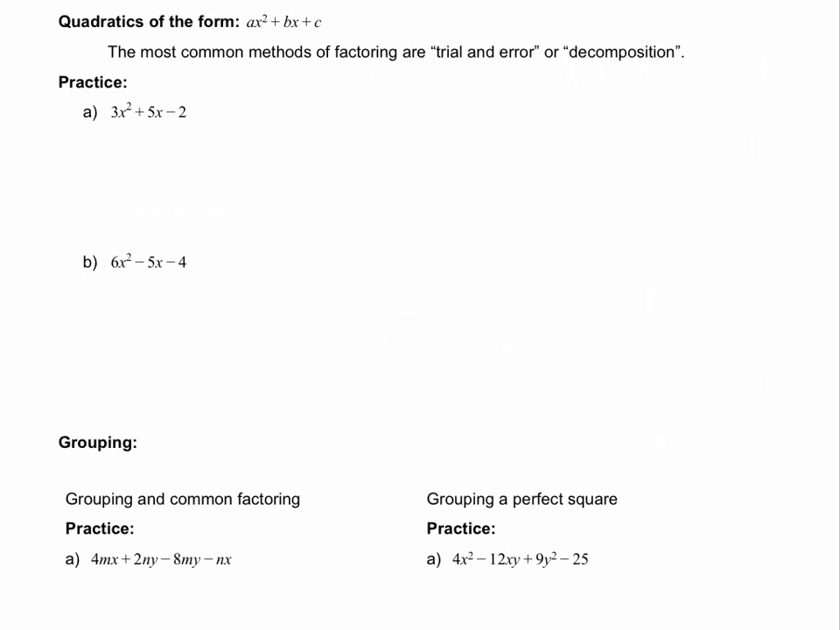The next type are the form of quadratics where you have a number in front of your x squared. So for this, what you're looking for is factors that when you multiply a and c together, will be your factors that need to add up to give you your b value. And for example, in this one here, 3 times negative 2 is negative 6. So we need factors that will give us negative 6 and that are going to add up to plus 5.